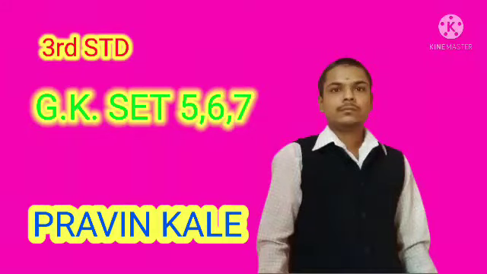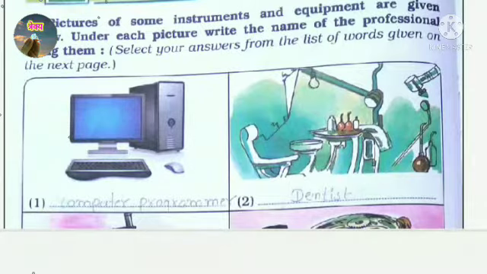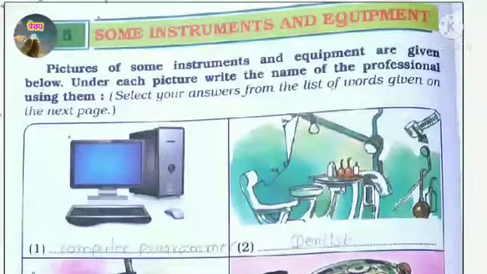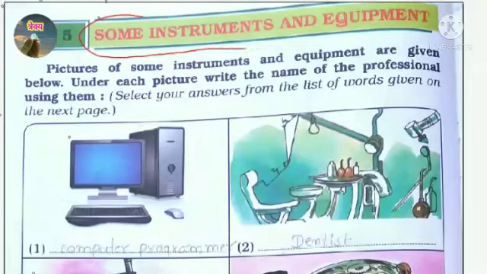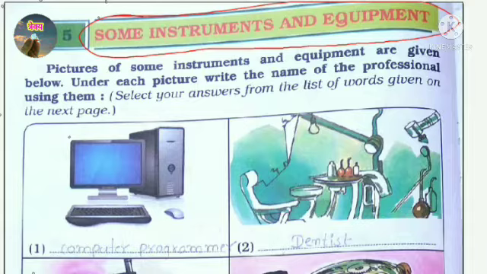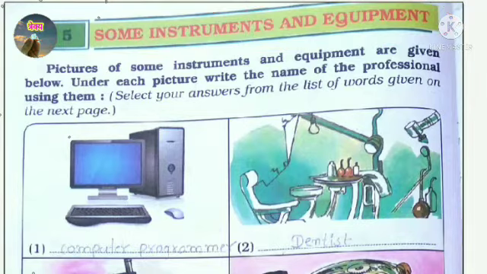Students, today we are going to learn general knowledge, subject third standard, set number 5: some instrument and equipment. Pictures of some instrument and equipment are given below.